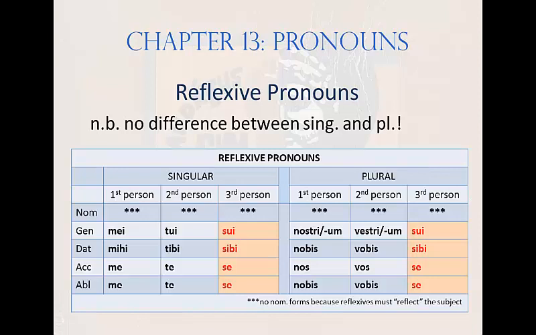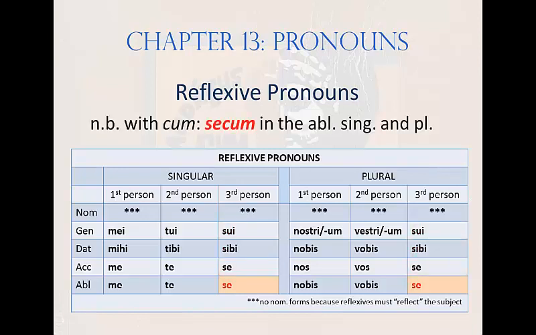If the subject is he, sui sibi se has to mean himself. If the subject is she, it has to mean herself, it itself, and they themselves. One last thing to note about the reflexive pronoun is that when it is the object of the preposition cum, it will behave the same way that the pronouns me, te, nobis, and vobis do.